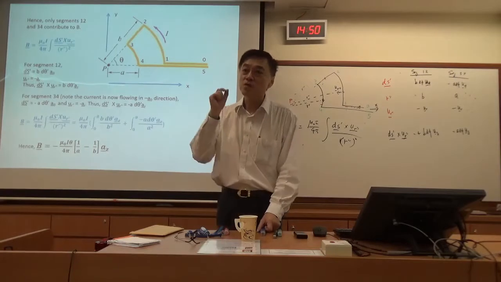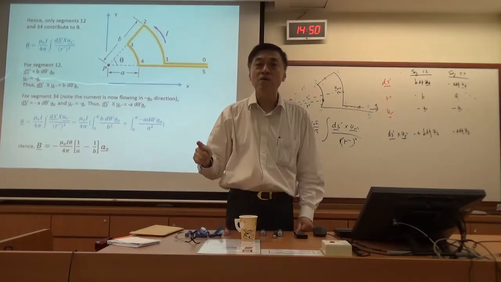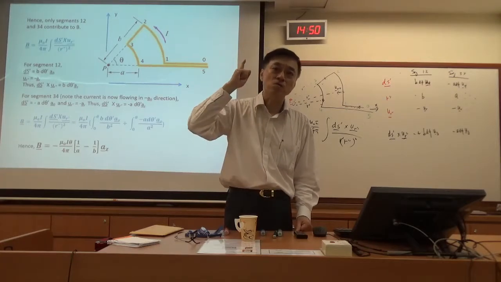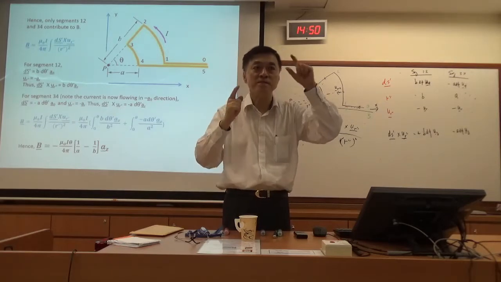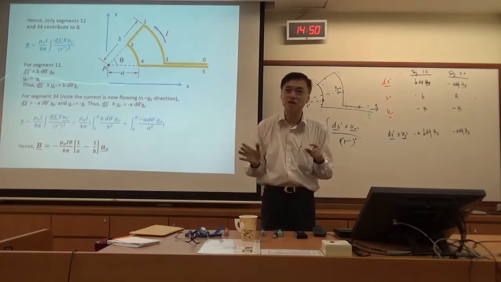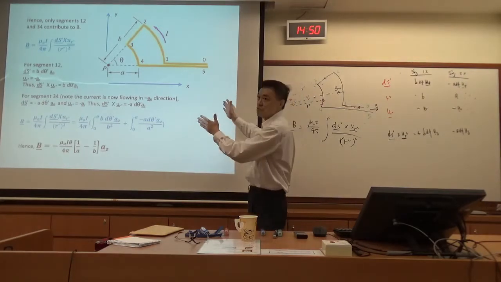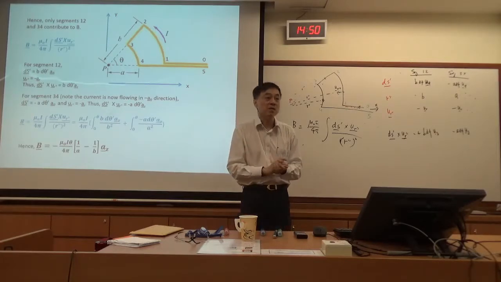So when you do Biot-Savart's law, no matter what kind of segment they have, remember to break it down to straight segment or curved segment, one segment by one segment. Don't try to do all at once. Doing all at once is very confusing. Cut it down to one segment by one segment, so you do it slowly.